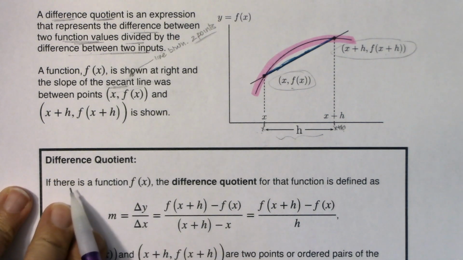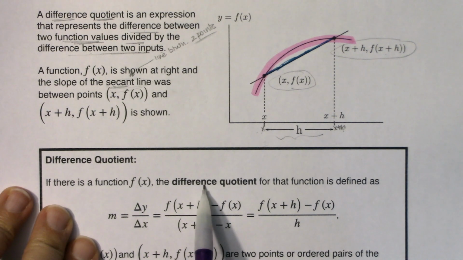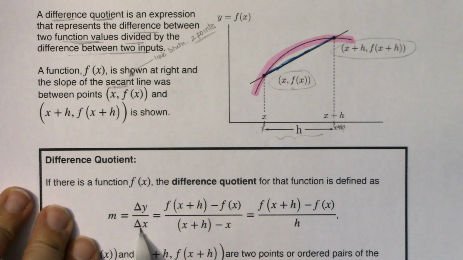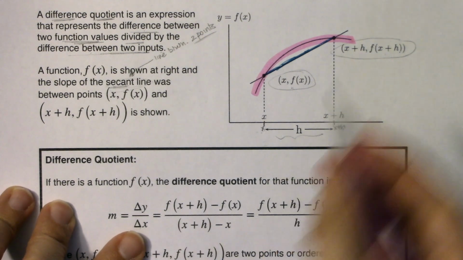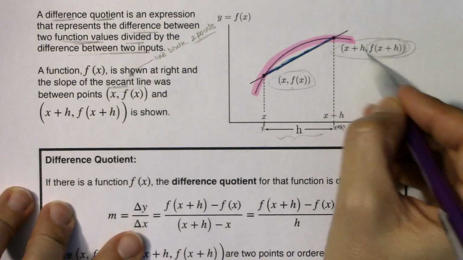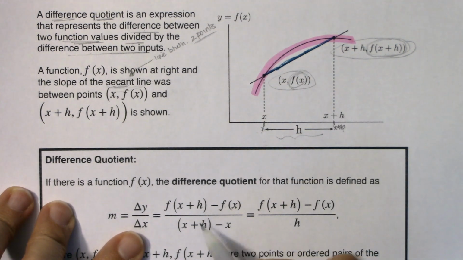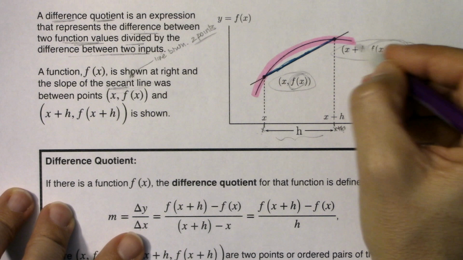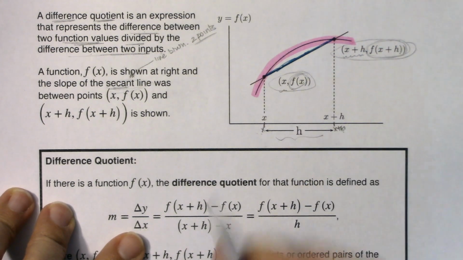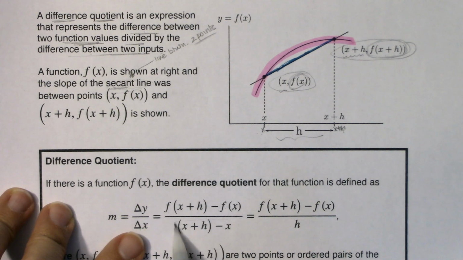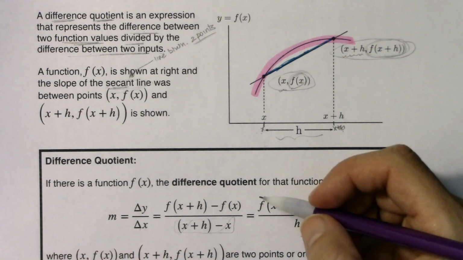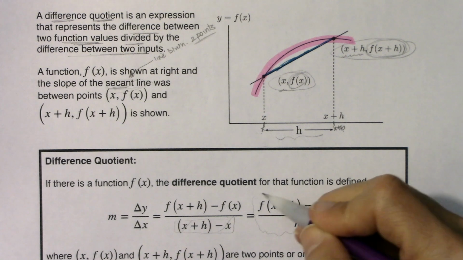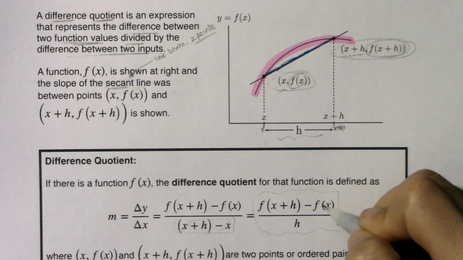So when we talk about a difference quotient, if there's a function f of x, the difference quotient for that function is defined as the change in y over the change in x: f of x plus h minus f of x, taking the difference in the y's, as a quotient to the change in x, x plus h minus x. That's where these are coming from: y2 minus y1 over x2 minus x1. If we simplify this denominator, the x's cancel out and leave us with just h. So this is a very typical, very common difference quotient expression.